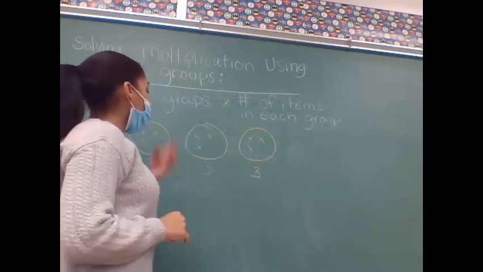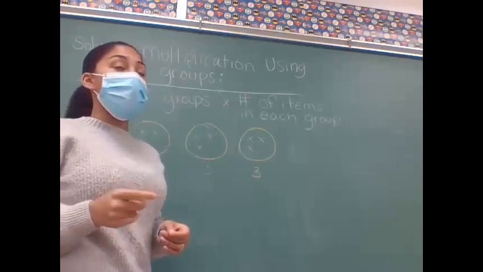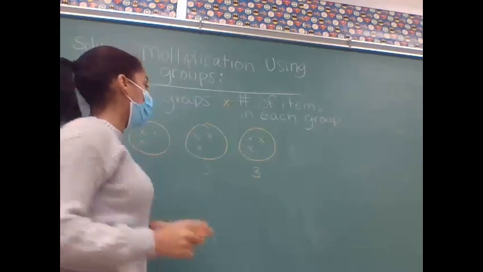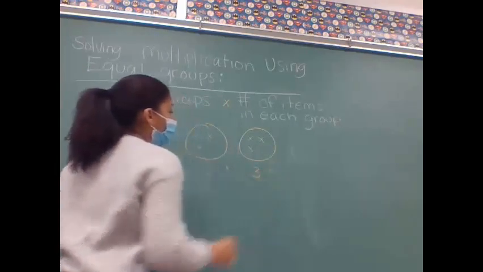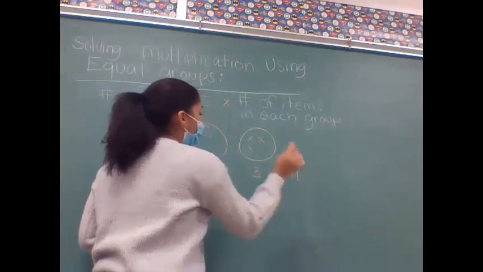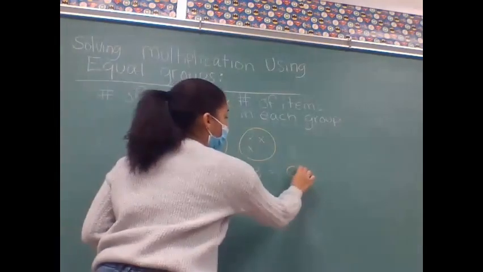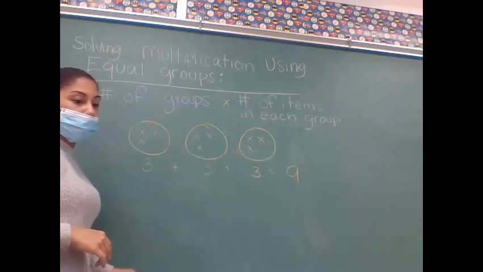using equal groups. We can also solve this using repeated addition, like we talked about last class. So repeated addition, we add them up, we get, let's count by threes, 3, 6, 9, we get 9. Okay?